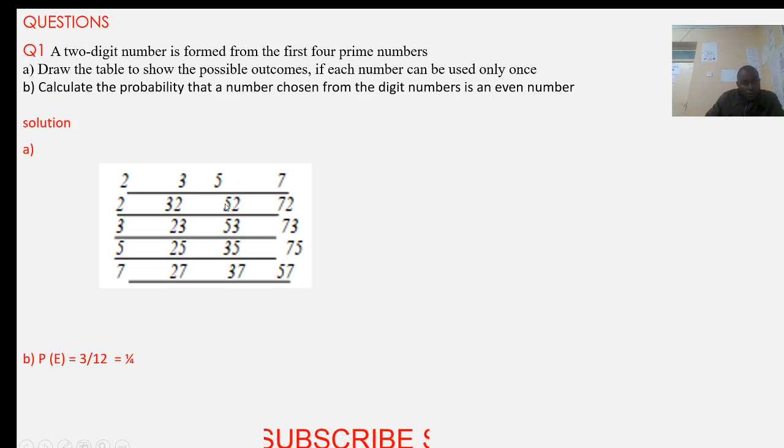So the even numbers: 32 is even, 52 is even, 72 is even. These are not even. So even numbers we have 1, 2, 3. 3 out of 1, 2, 3, 4, 5, 6, 7, 8, 9, 10, 11, 12. So it is 3 out of 12. So the probability of an even number is 3 out of 12, which is the same as a quarter. That is part B. And that is how you want to answer such a question.